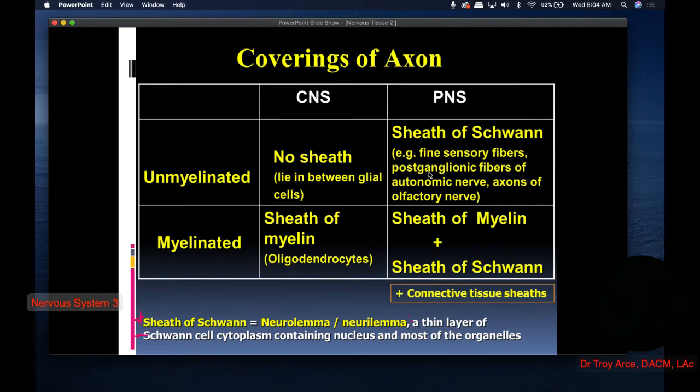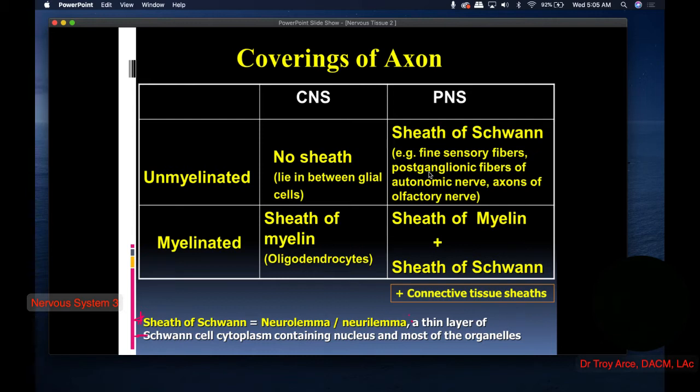So when we're talking about coverings, going back to the central nervous system, we have unmyelinated and myelinated. Within the central nervous system, there is no sheath that lies in between the glial cells, and the myelinated is the sheath of myelin, and we've been talking about that there is one of 4 cells that are responsible for the myelin within the central nervous system, and those consist of, you're going to have to know this, oligodendrocytes.